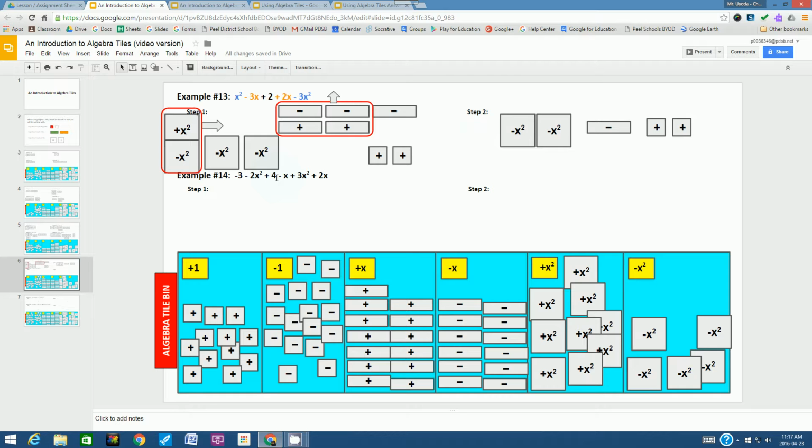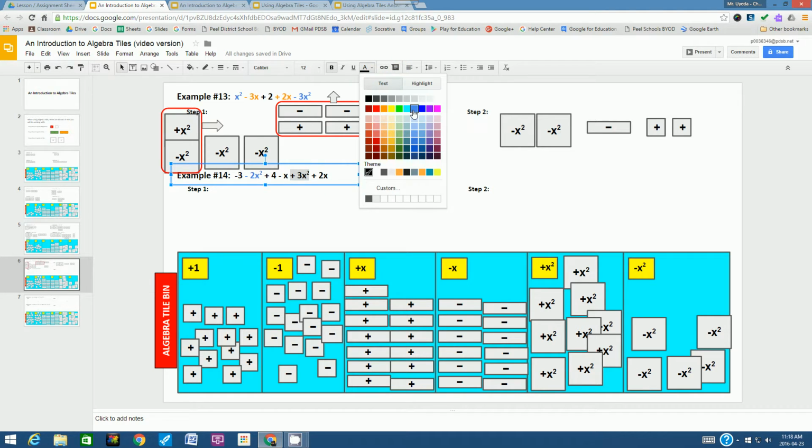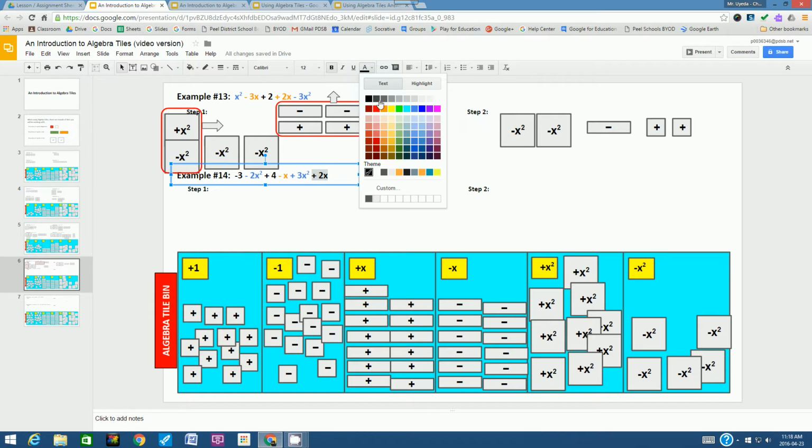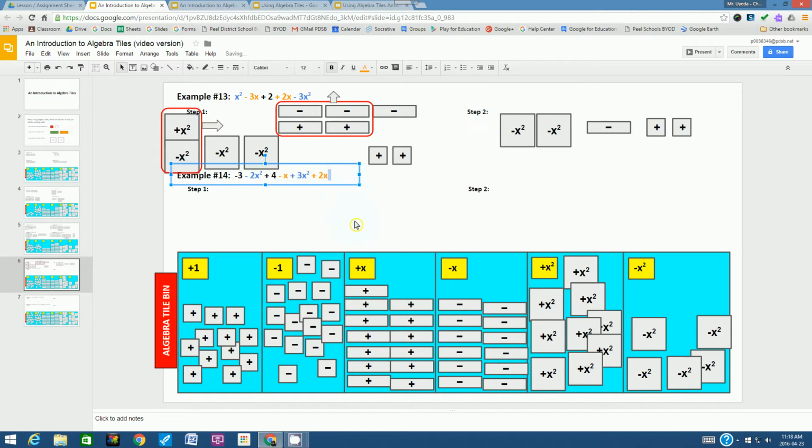Okay, so let's look at example 14. What I'm going to do is highlight all the different terms, and I'm going to try to give you a head start. So I want you to see if you can solve this on your own. So I'm going to highlight first the x squared terms in blue. And then I'm going to highlight my x's in orange. Remember, we cannot combine or make zero models from x squareds and x's. They are totally different things.